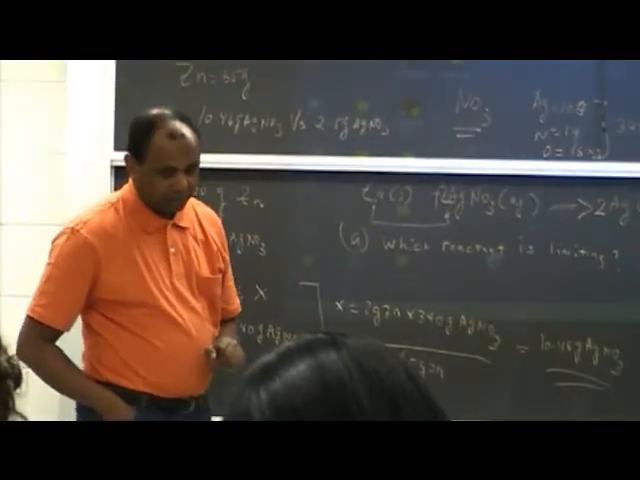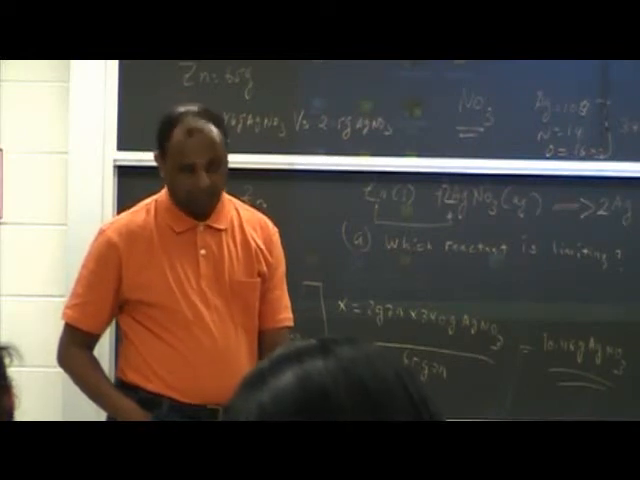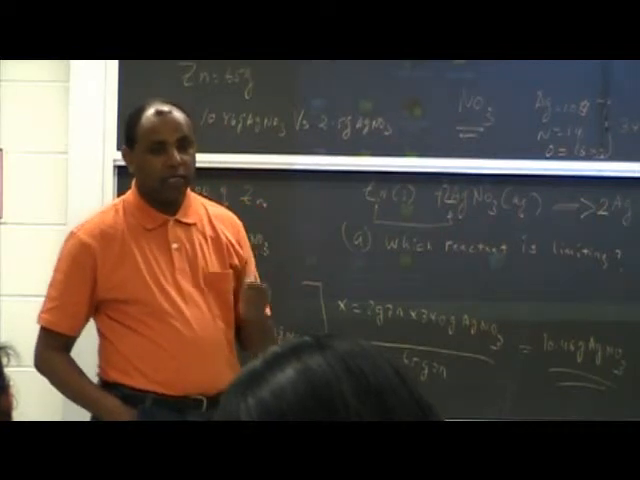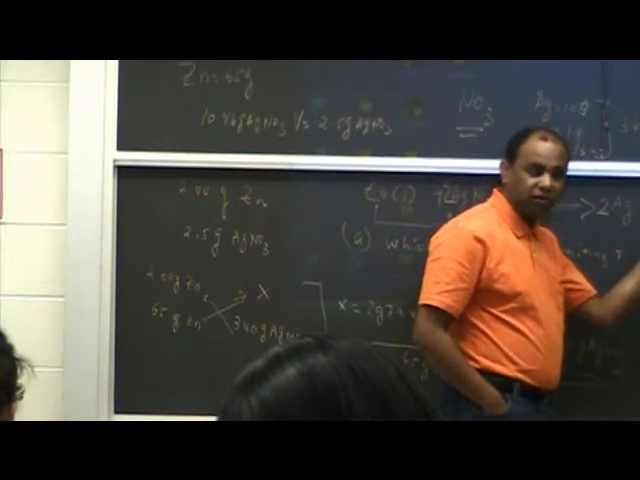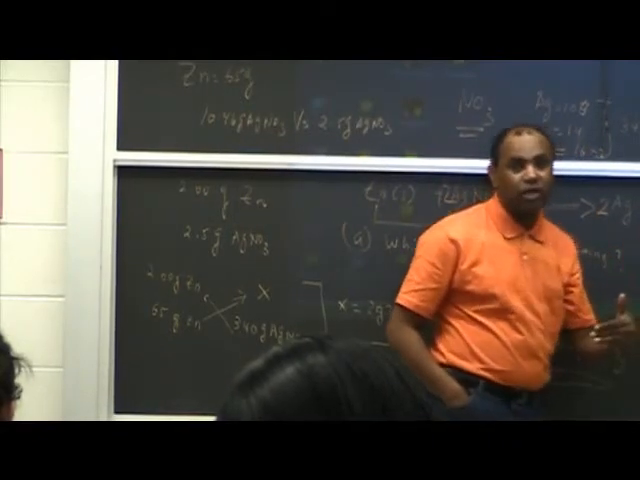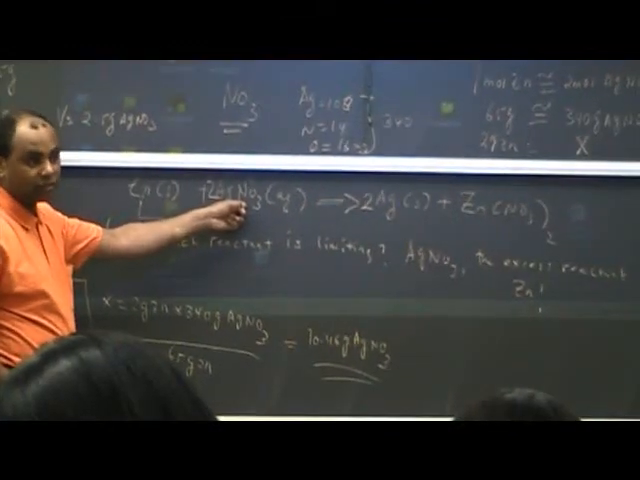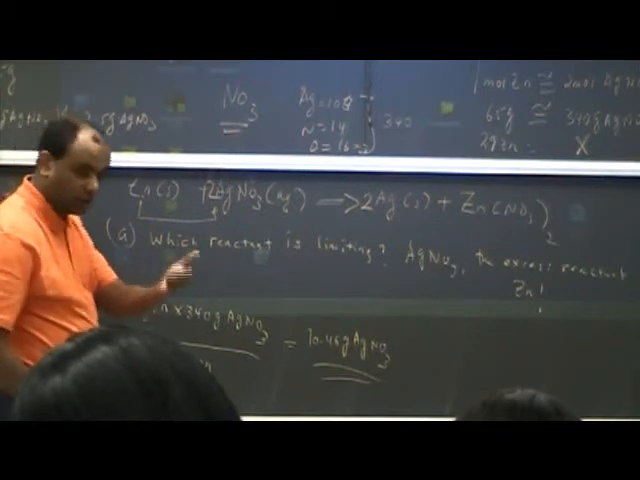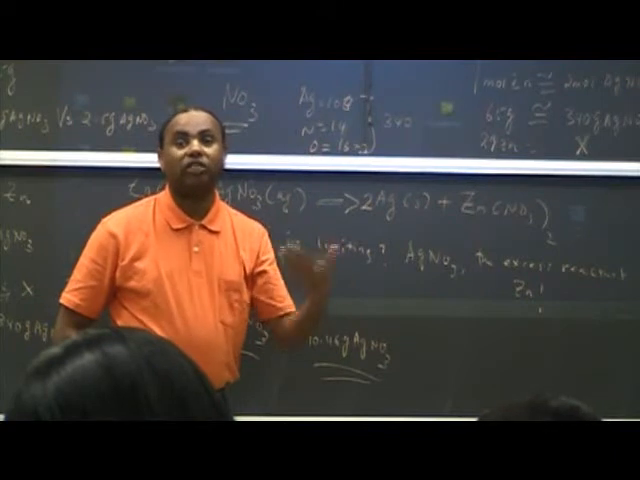Because 2.5 grams of the silver nitrate is the limiting reactant, and it's going to finish before the 2 grams of zinc. So you have to use the smallest amount. Yes. So in our case, how much zinc nitrate or how much silver is produced now depends on silver nitrate, the limiting reactant. So the second question was, how many grams of zinc nitrate is formed?